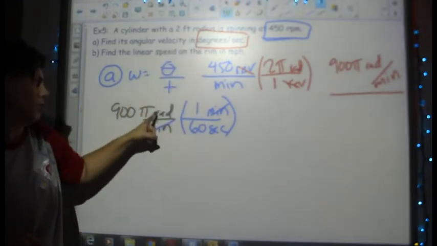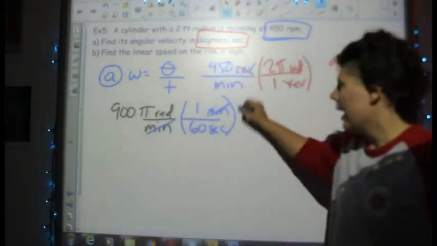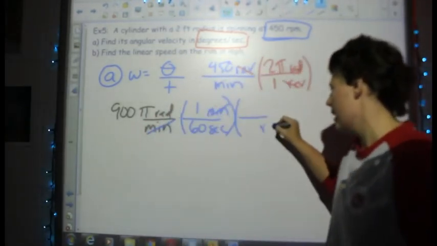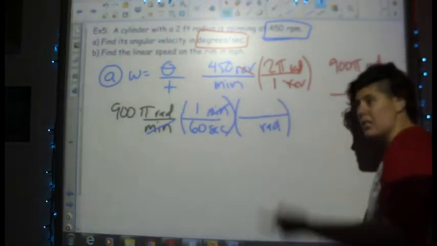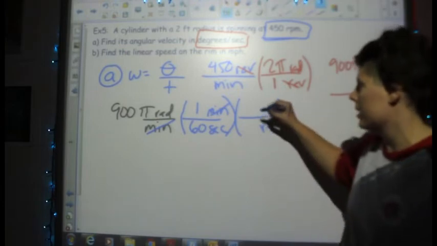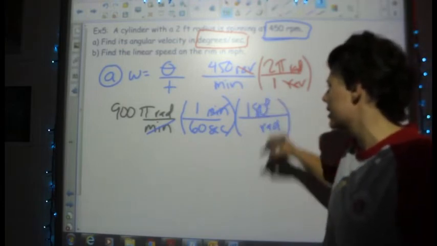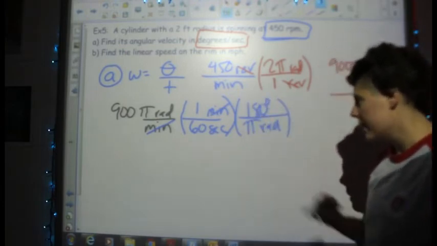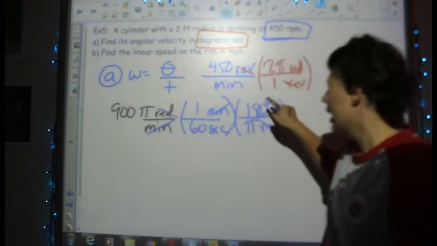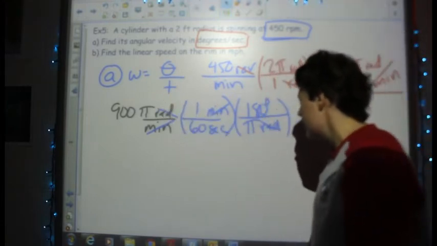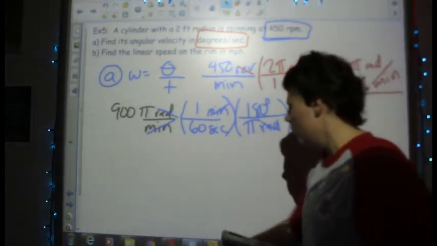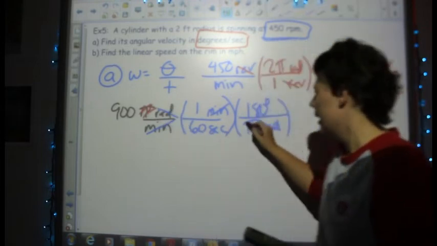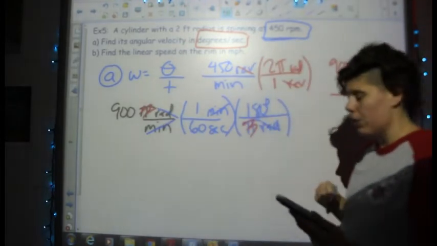Now I need to get to degrees. I need to get from radians to degrees. Since radians is on top, I need to put radians onto the bottom so they will cancel. And I need a relationship between radians and degrees. Thankfully, I know how to convert between radians and degrees, and I know for every 180 degrees, there are pi radians. Again, the radians will cancel, and I'll be left in degrees. So now I take my calculator, and I'm going to say 900, oh, remember, pi on top, pi on the bottom. Those also cancel. Look out for those pi's.